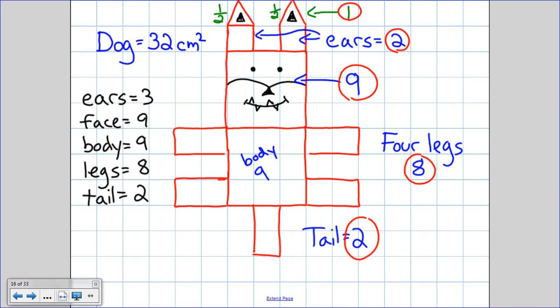So let's see. 3 plus 9 is 12. 12 plus another 9 is 21. And 21, together these make 10. 21 and 10 is 31. Did I make a mistake with my original total? I think I did. Have you guys done that before? Make a mistake? So let me double check that.